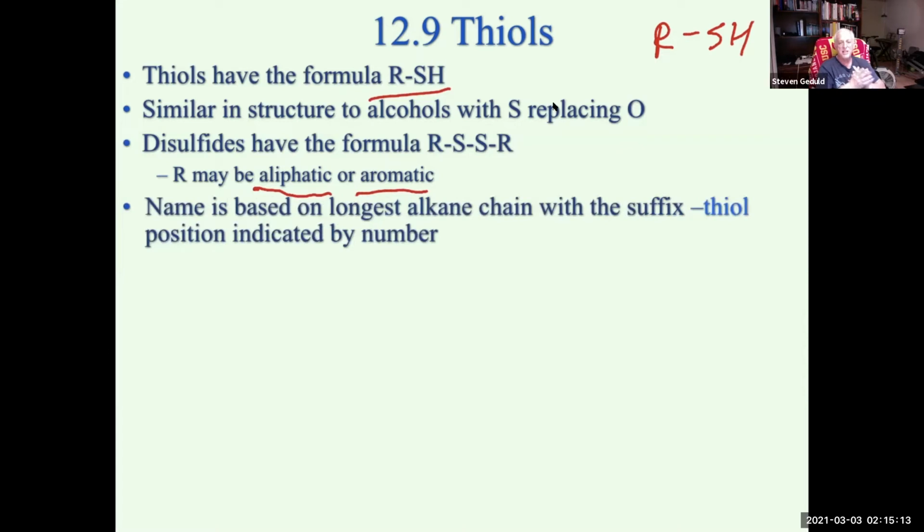Okay, the name is based on the longest carbon chain, and you put the suffix thiol at the end, and the position indicated by the number. You put the number where the SH group is. So it's the same thing as alcohols, except instead of putting OL, you put THIOL. So instead of OL, it's thiol at the end. But the same rules apply as naming alcohols.